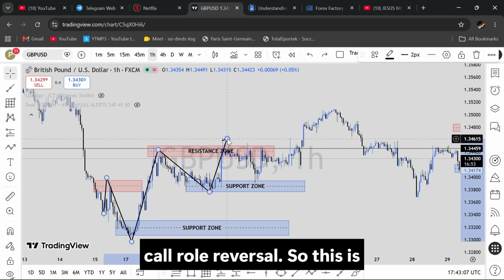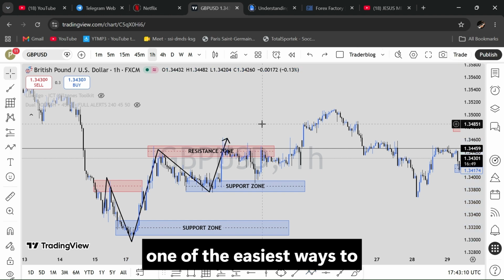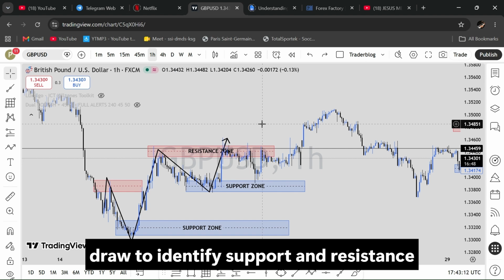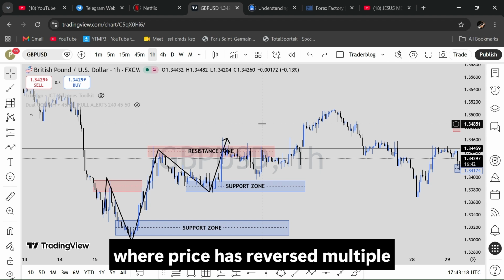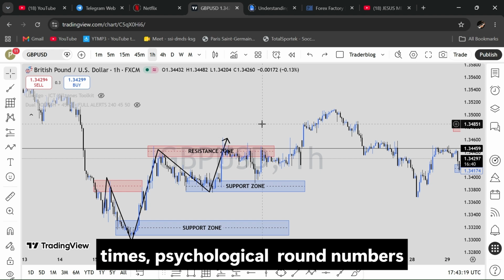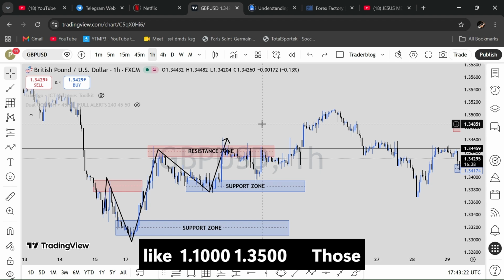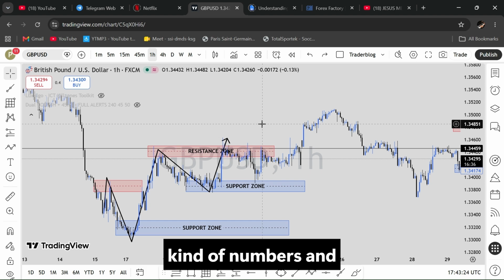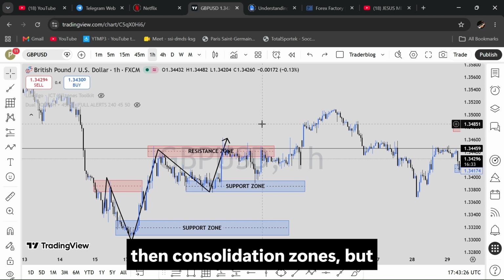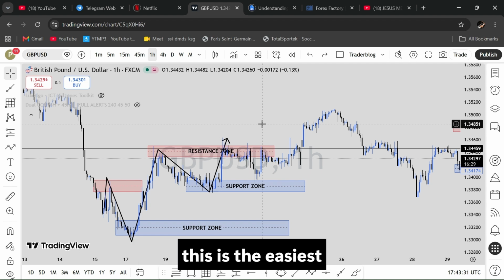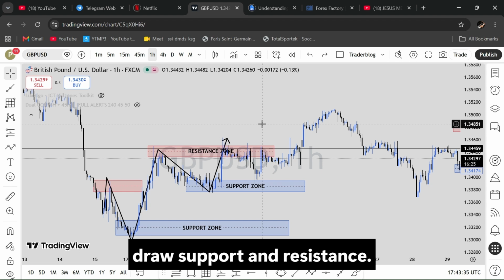So this is one of the easiest ways to identify support and resistance areas. Other ways include areas where price has reversed multiple times, psychological round numbers like 1.1000, 1.3500, those kinds of numbers, and then consolidation zones. But this is the easiest, most practical way to draw support and resistance.